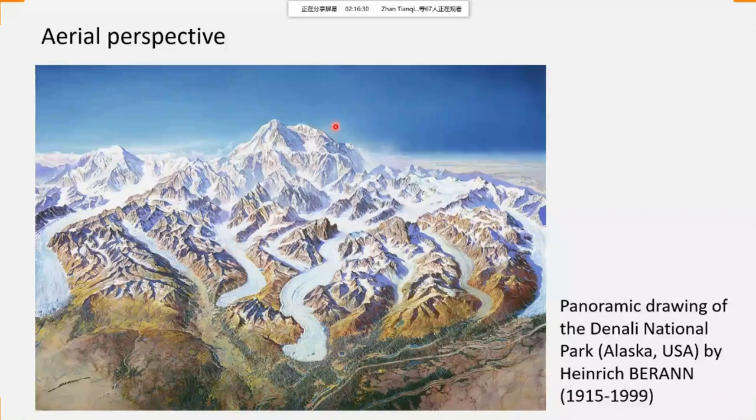Of course, there are also some, it's not really clouds, but there are some atmospheric effects that he added. But this is in fact part of the aerial perspective.